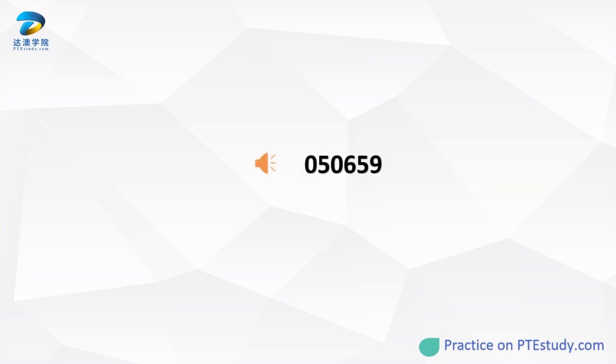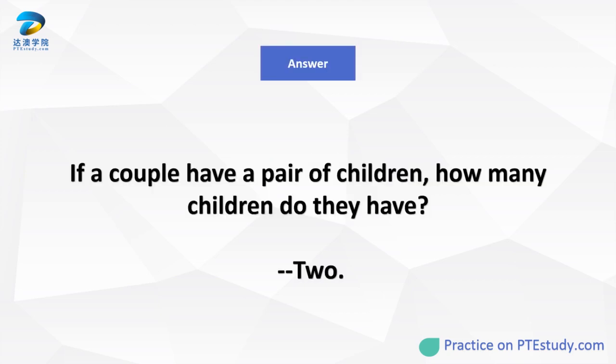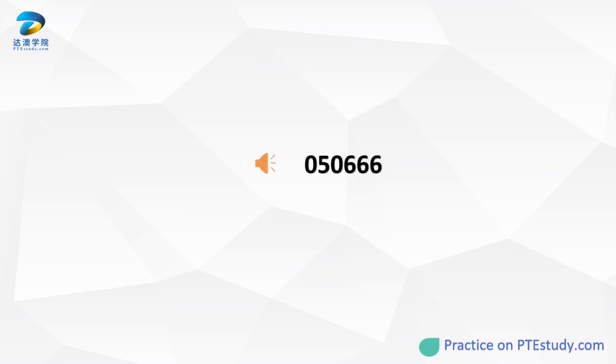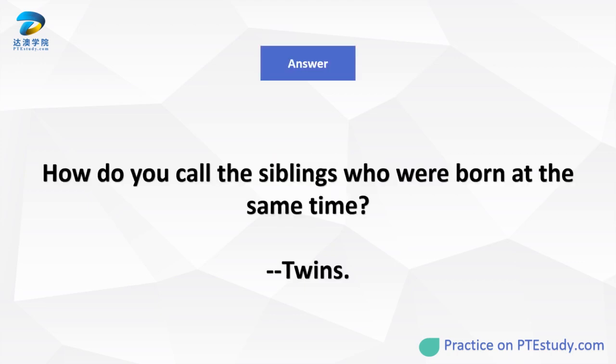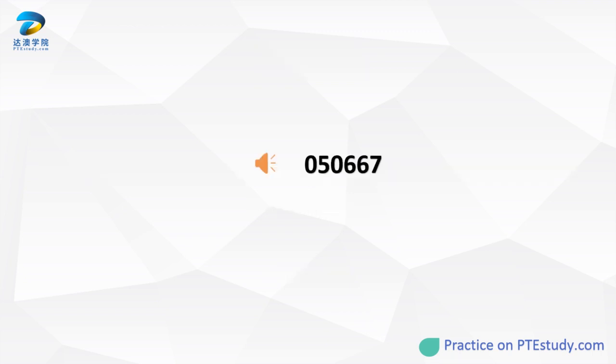If a parent has a couple of children, how many children does he have? What do you call the siblings that were born from your mother at the same time? Which of the following is not a means of transportation? By plane, by public transportation, or car model?